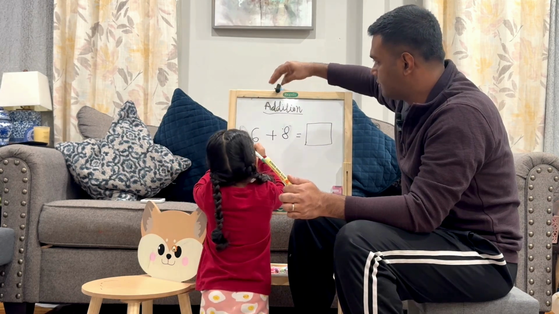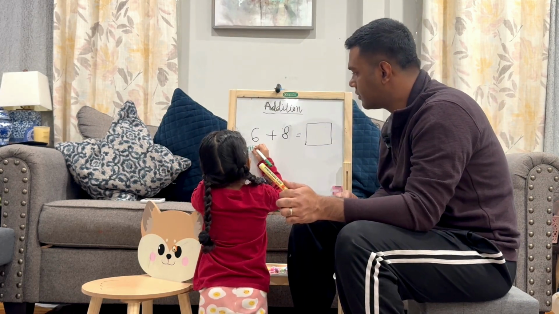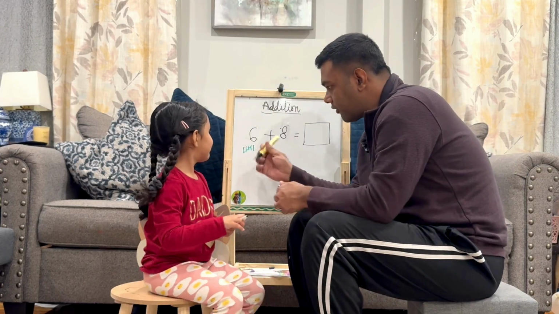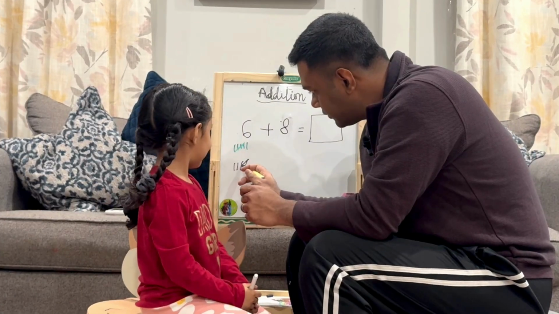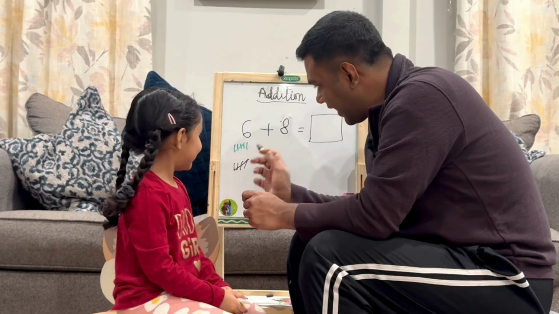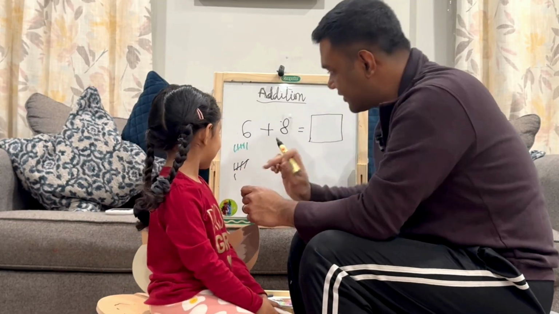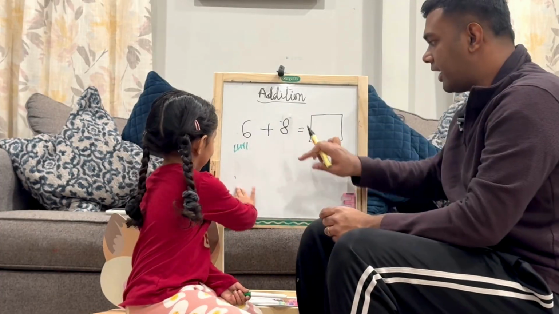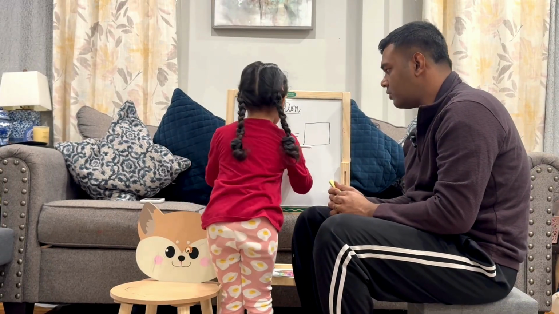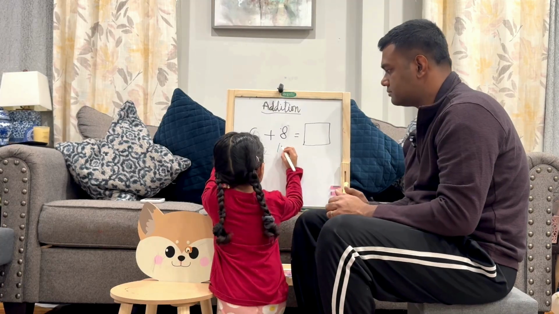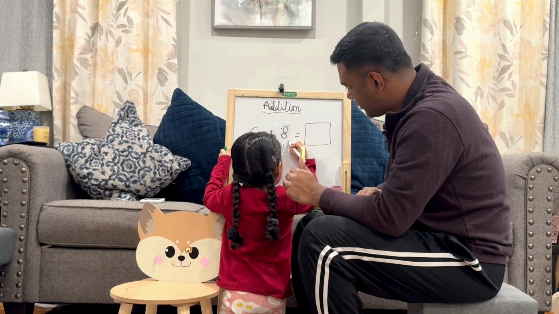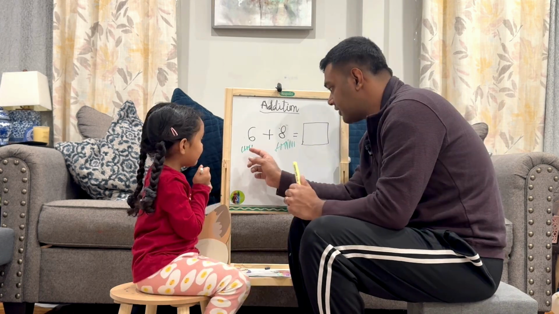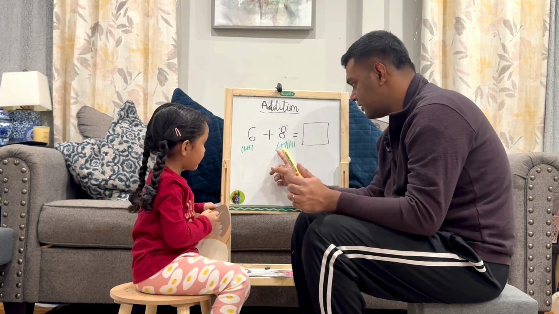1, 2, 3, 4, 5, 6. So for every tally, the fifth one will be crossed out, and then you start from 6, right? So that's what you have done. So here you have done 6. Now you do 8 here. 1, 2, 3, 4, 5, 6, 7, 8. So now this is 6, then 8.